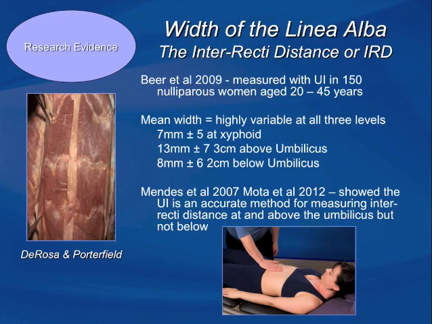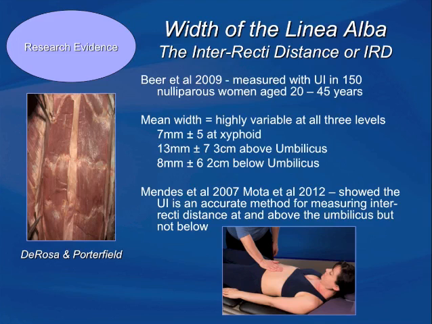Now, Mendes and Mota, and this is a study Carrie Bow was involved in as well, showed that ultrasound imaging is an accurate method for measuring the IRD at and above the umbilicus, but not below. And we had a lot of difficulty getting intertester reliability below the umbilicus as well, because the left and right rectus abdominis, we call them these kissing heads of rectus abdominis. So below the inferior arcuate line, there really isn't a linea alba. There's just an approximation of there. It's a very, very small or short linea alba.